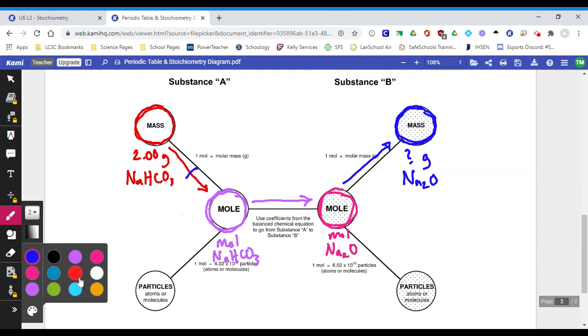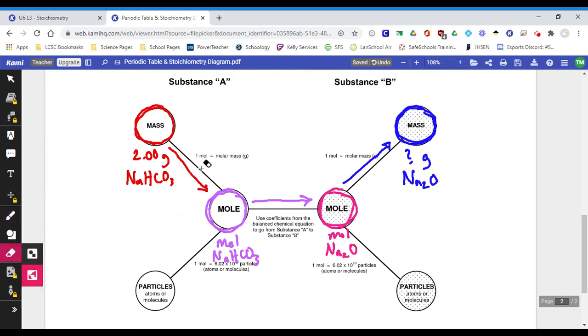Oops, I'm still on blue. Yeah, it might be a little bit different, but it's close enough.